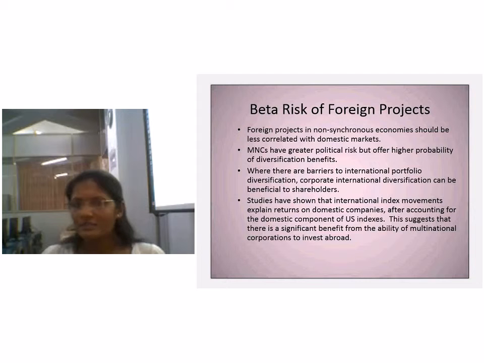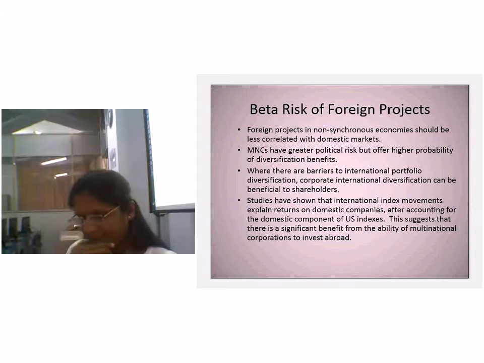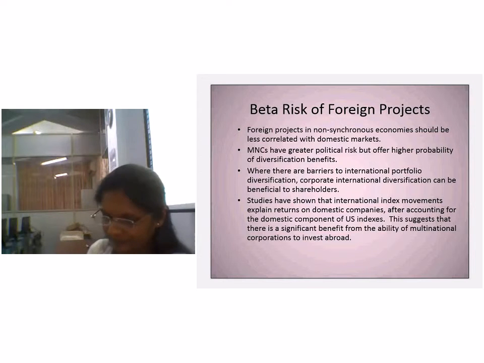Beta risk of foreign projects. Foreign projects in non-synchronous economies should be less correlated with domestic markets. What is this non-synchronous economies?